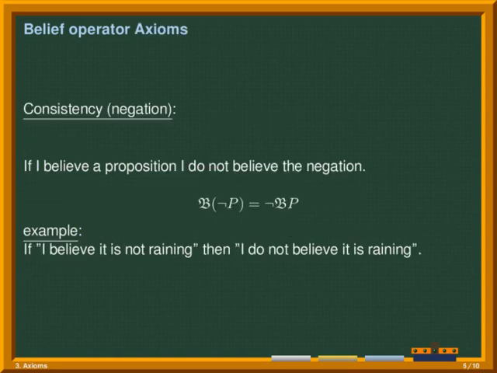Now that we have set up our definition, let us describe some axioms for our belief operator. First, we have consistency over negation. If we believe a proposition, we do not believe the negative. For example, if I believe it is not raining, then I do not believe it is raining. Or if I believe all apples are red, I do not believe not all apples are red.